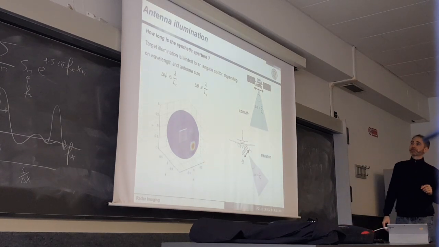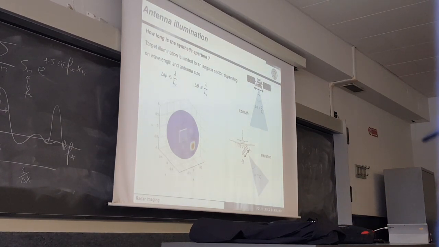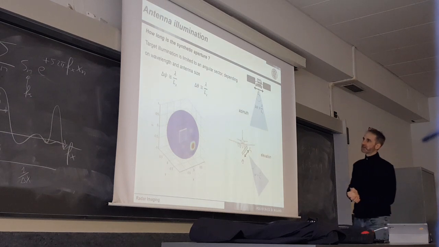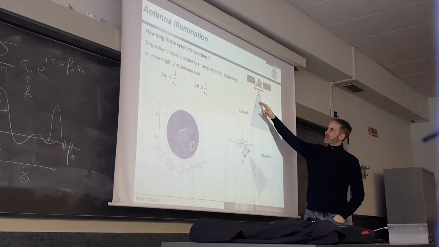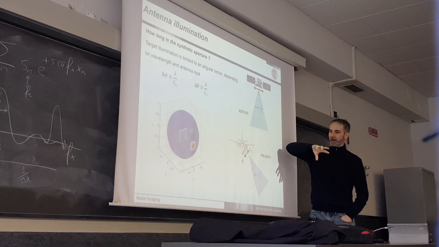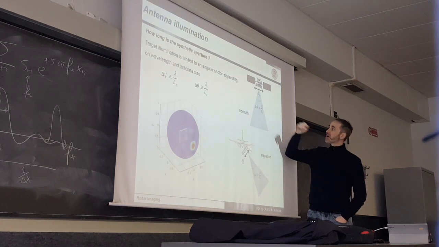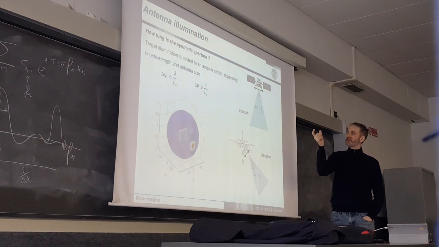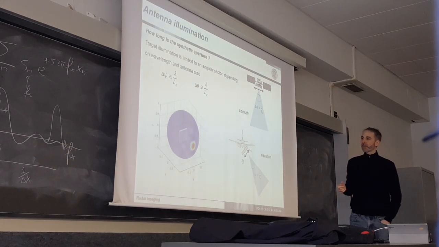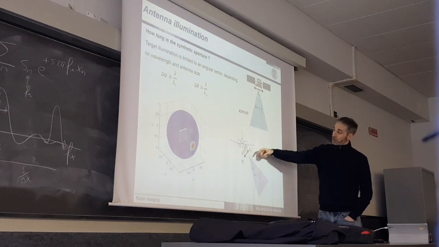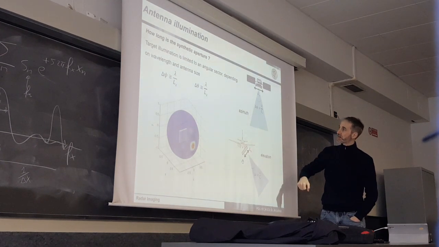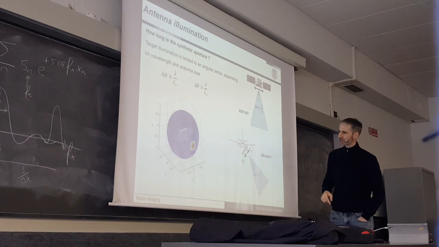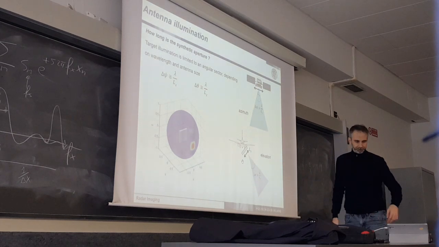Because you know that real antennas only emit on a certain sector. And we saw that the angular sector where you are actually emitting power is more or less given by the ratio between the wavelength and the physical length of the antenna. And of course also in the other direction you have this illumination.